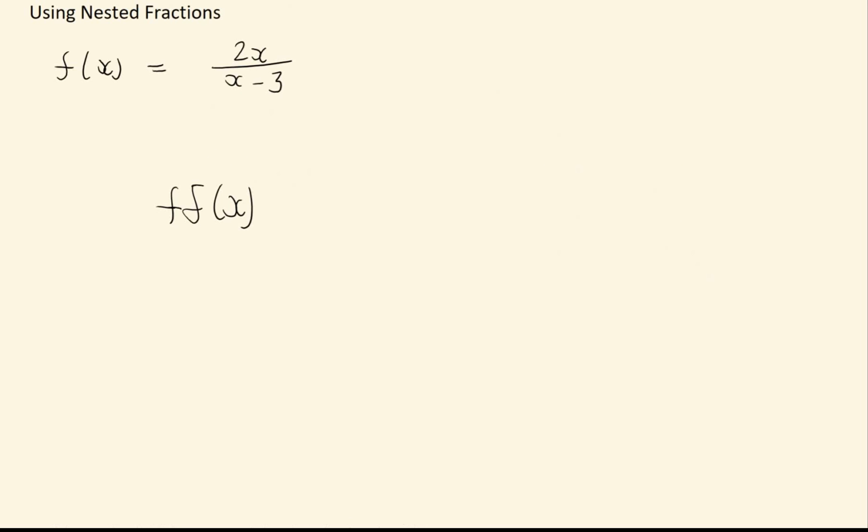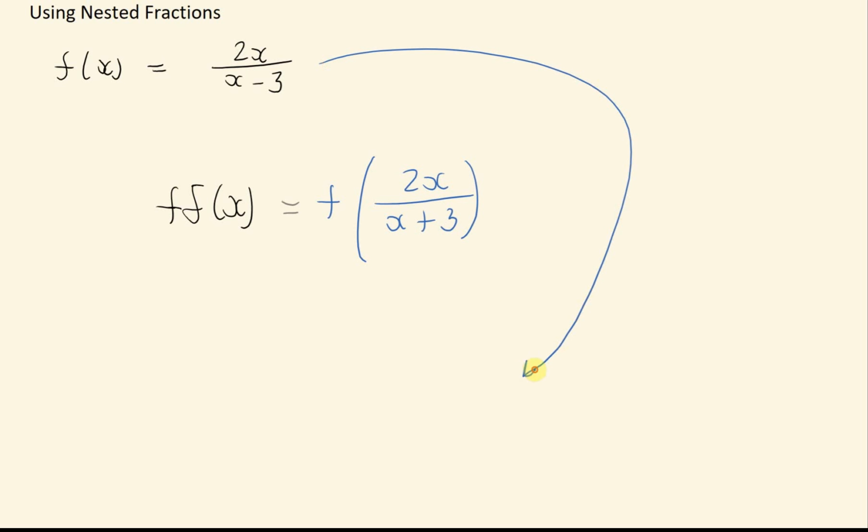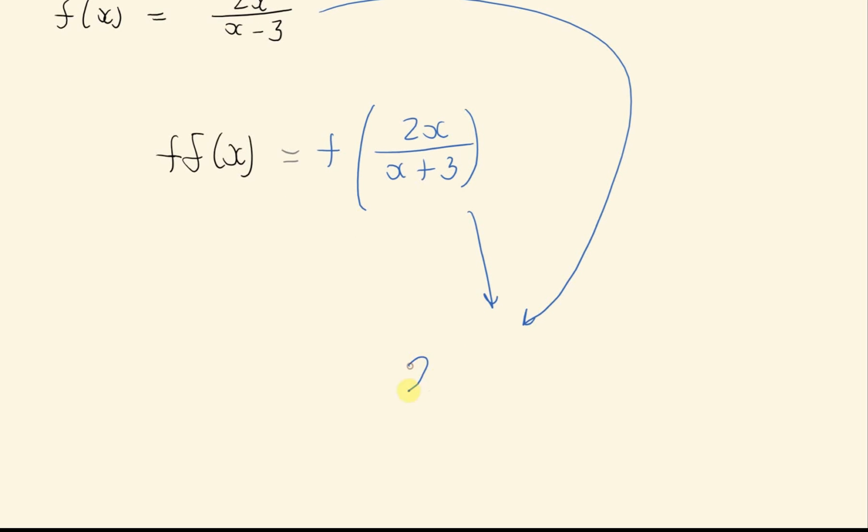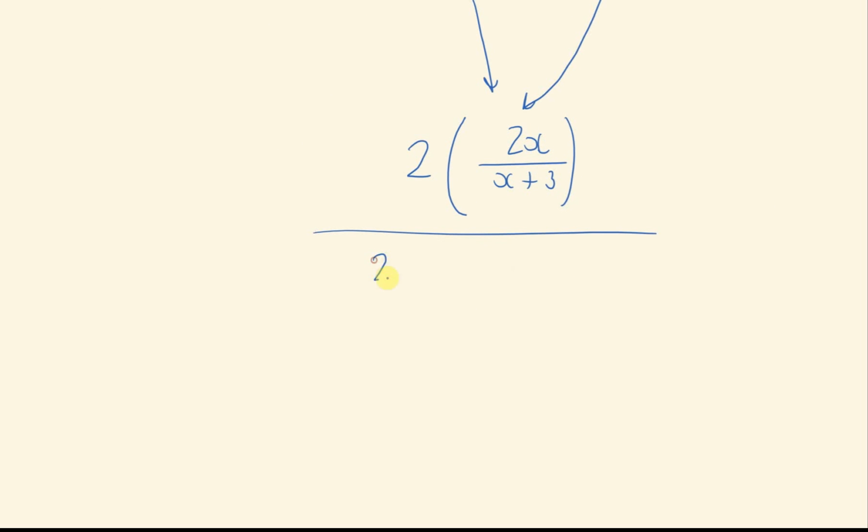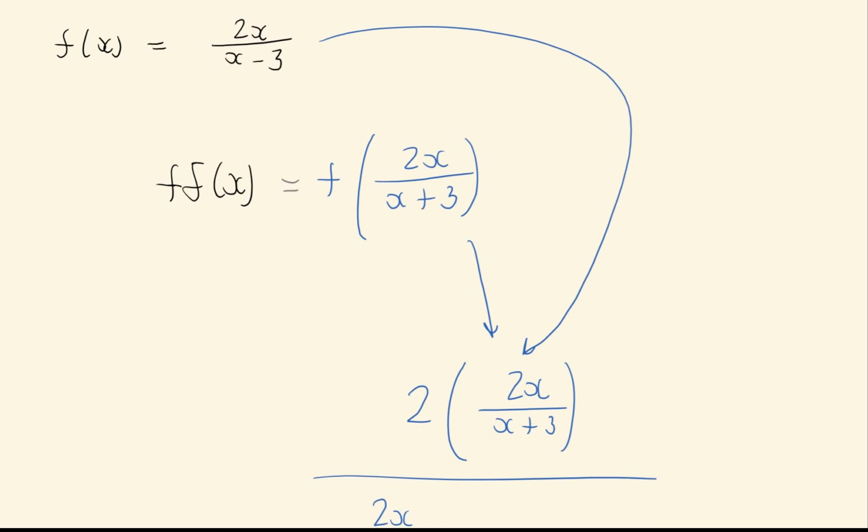Okay, the next skill is doing the same with compound fractions, but here with nested fractions, where you've got a fraction within a fraction. The principle is exactly the same, we just have a bit of an awkward technique in the middle. First step, we replace the inside f of x with what we know it equals. Then we plug that into my original function. Everywhere I see x, rather than writing x, I have to write this stuff instead. So let's do that. We've now got 2 times 2x over x plus 3, and that is all over 2x over x plus 3. No, sorry, there should be a minus 3 there.